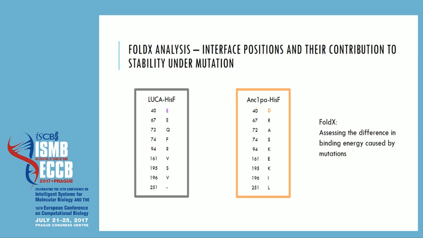And within this case, so we expect that if we mutate in Lucas-F, we get a destabilizing effect, and if you mutate in ENC1-PAS-F, we get a stabilizing effect.